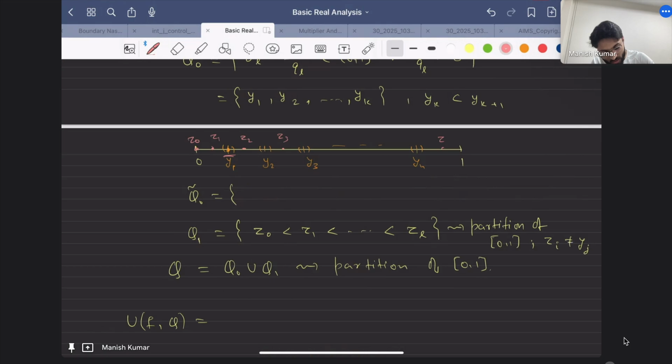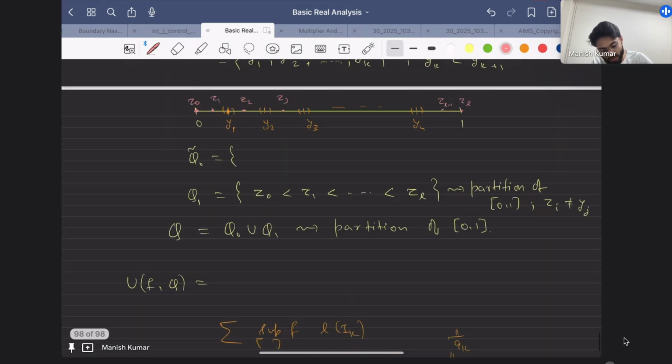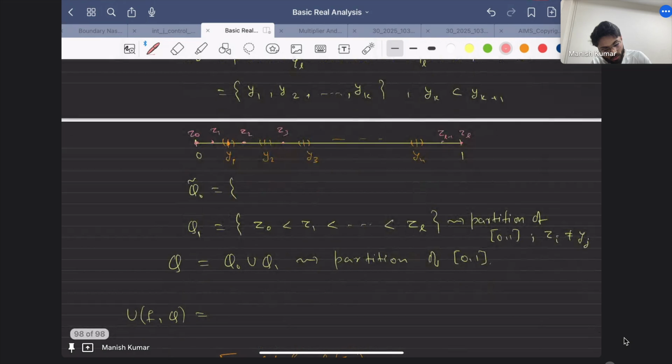So this is kind of zl minus 1. Let's say this is zl. I'm just taking a typical case. Now on this interval I know that the supremum will be achieved at some of the rational points. Whatever the value of the supremum if I take on this zk to zk plus 1, this is going to be some 1 by qk, and I know that the rational value I am getting here is always going to be less than delta. This is how we have defined this, right?